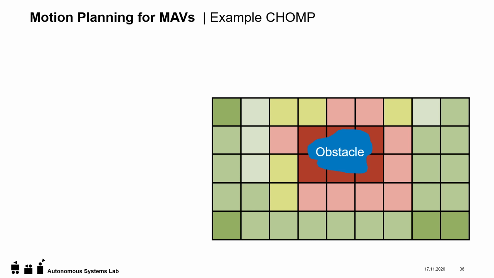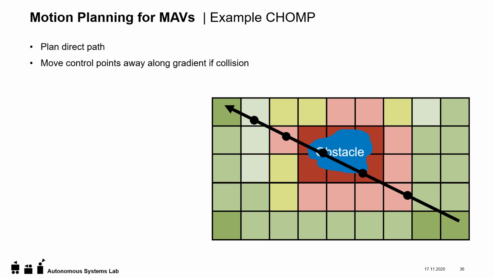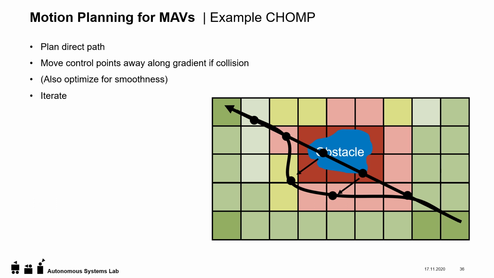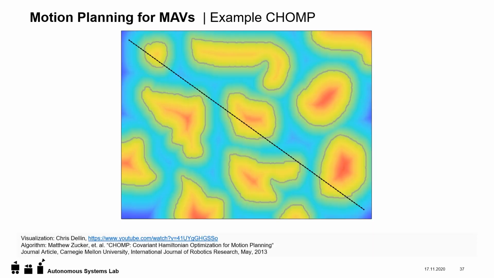One famous algorithm is called jump. The way it works is we have a signed distance field as explained before. First, we plan just a direct path from goal to start as if we wouldn't know anything about the map. But then for each control point in the path, we check if it's part of an obstacle. And if so, we move them along the collision gradient, meaning from red regions towards greener regions in this image, which gives us something like this. We then also optimize for smoothness and obtain a new path. Sometimes this doesn't lead directly to collision-free paths, so we iterate this until we are happy with our path.